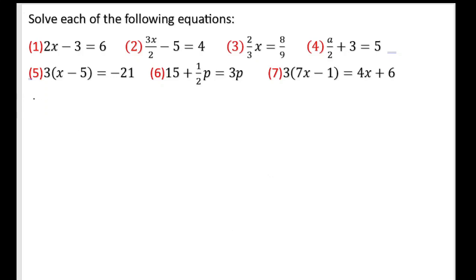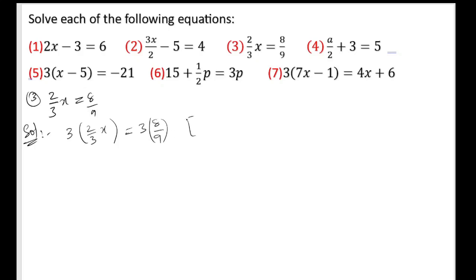Now let us start the third bit. The third bit is 2 by 3 x is equal to 8 by 9. For this solution, we know that 2 by 3 is in division. To remove that 3, we need to multiply both sides by 3. So first of all, we will write down 3 into 2 by 3 into x is equal to 3 into 8 by 9.